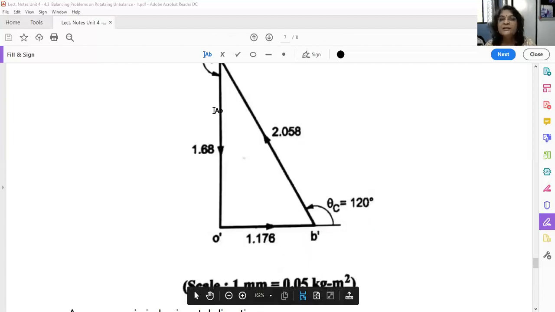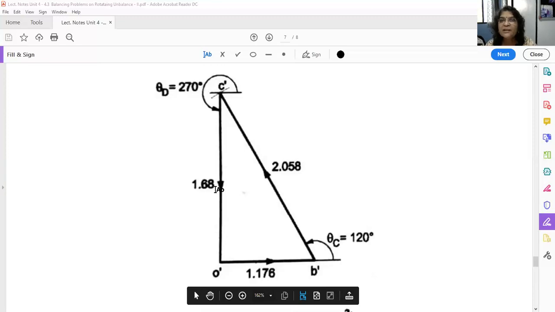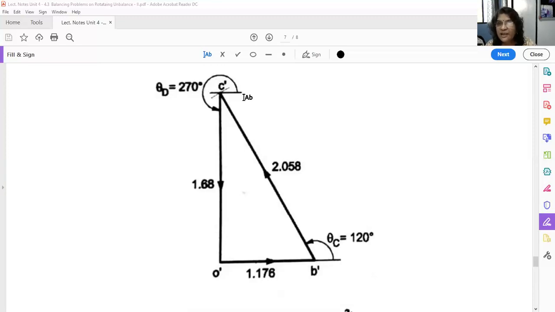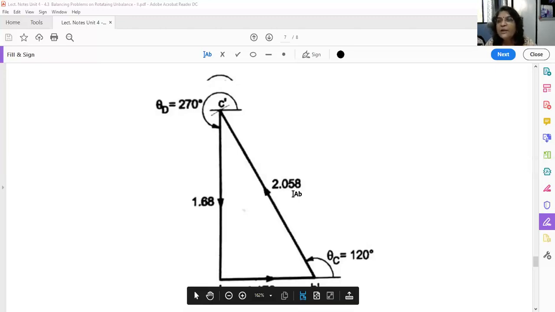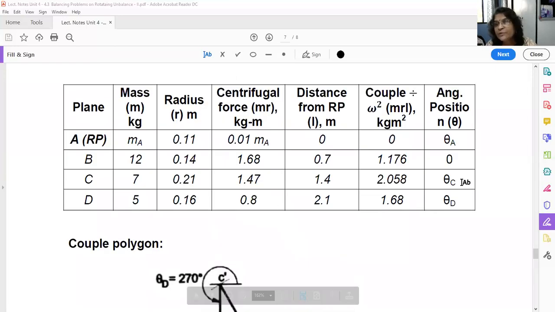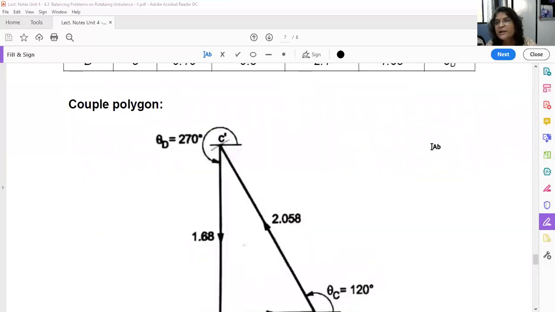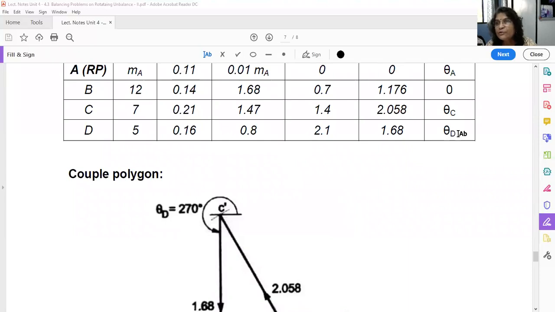Then this is the another vector. This is the start of the vector. So measure the angle from the positive x-axis. That will give you 270 degree. And what is the magnitude? 1.68. Magnitude is already known to you. So this is the angular position. So write down here your theta C is equal to 120 degree, and theta D is equal to 270 degree.